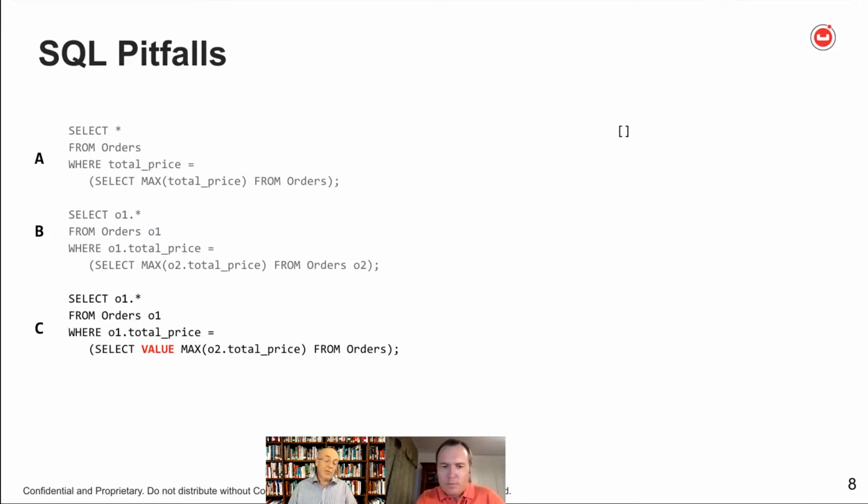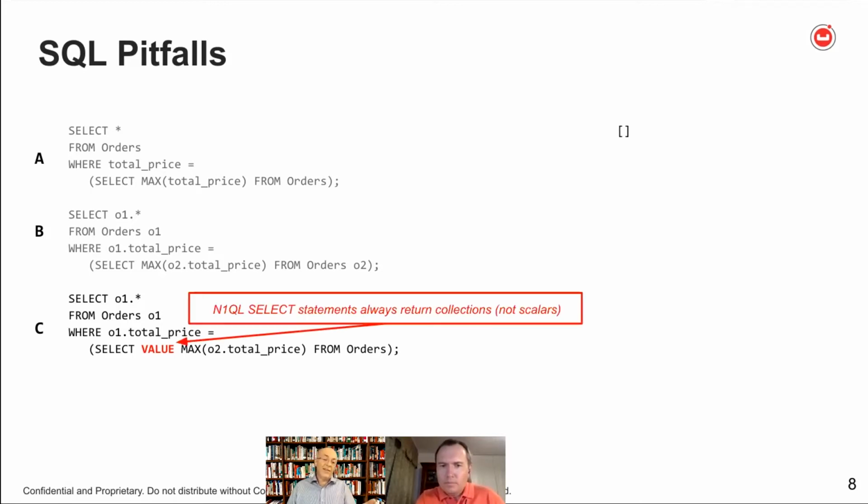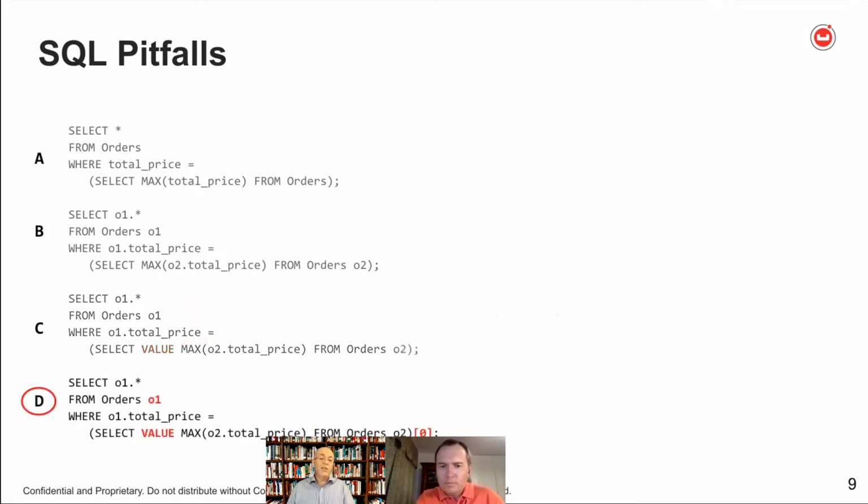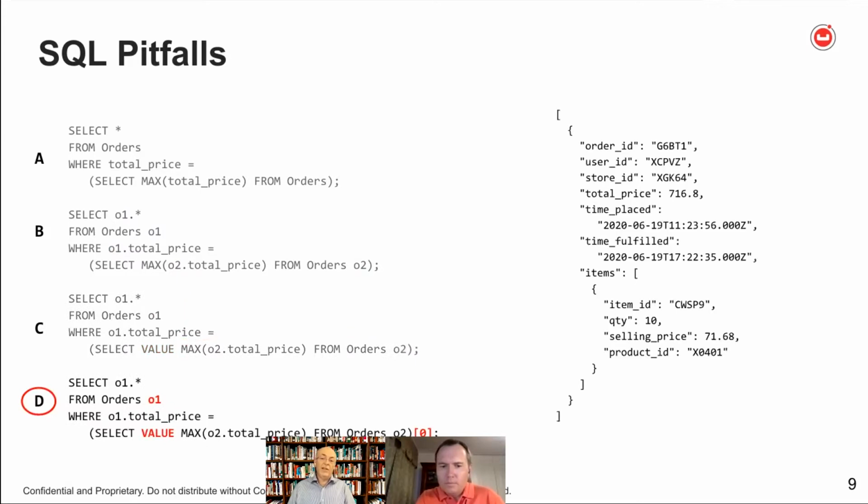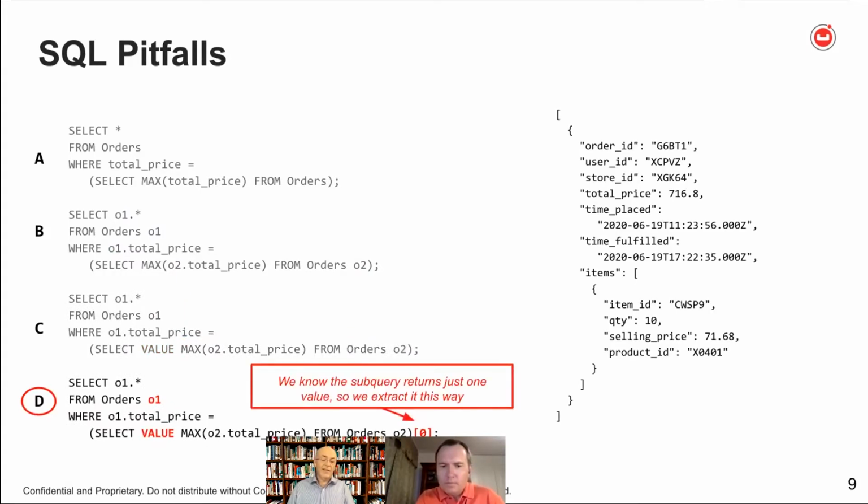Which means there's still one more thing to think about, which is that the result of the subquery is actually an array or a collection. And so now we're still comparing a scalar with a collection. So to get that last piece done, we need to do one more step, which is that we want to extract the last or the first item of the result sequence to compare that now scalar value with the total price to get the right result that you see on the right.